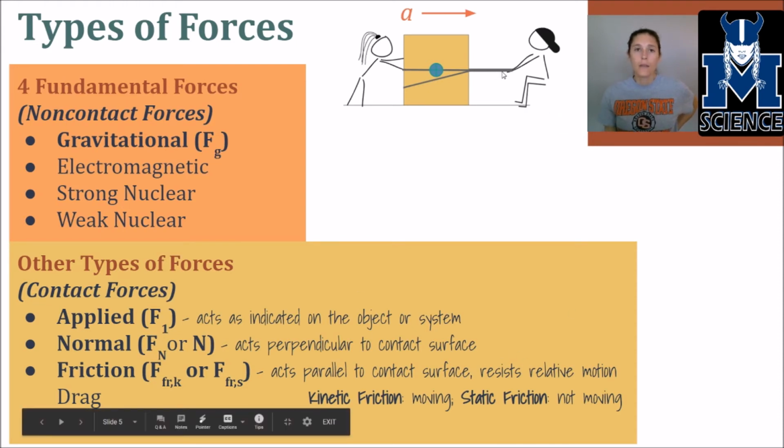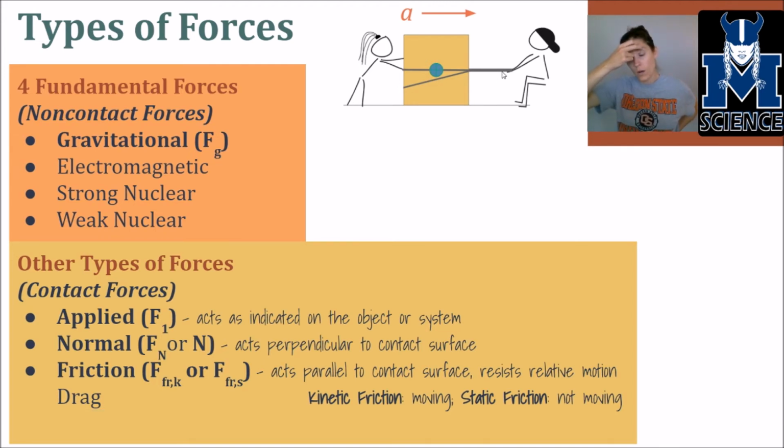Okay, and there are multiple types of friction. Drag could be considered a type of friction, like air friction. But when you're looking at two objects in contact with a contacting surface, if they're not moving with respect to each other, we will call that static friction. If they're moving with respect to each other, then kinetic friction is what we call that type of friction.